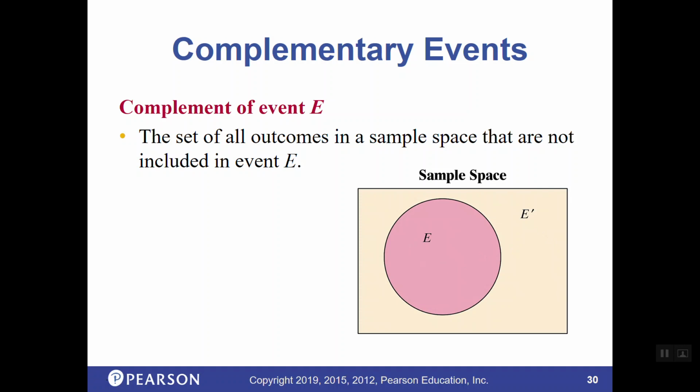They use E apostrophe, or E prime. Sometimes other authors may use a bar. So the probability of the event plus the probability of the complement of the event have to add up to 1, okay? So they complete each other.